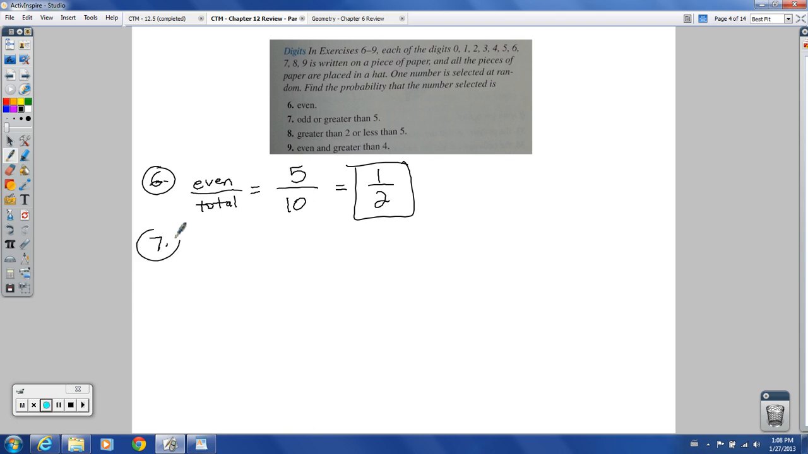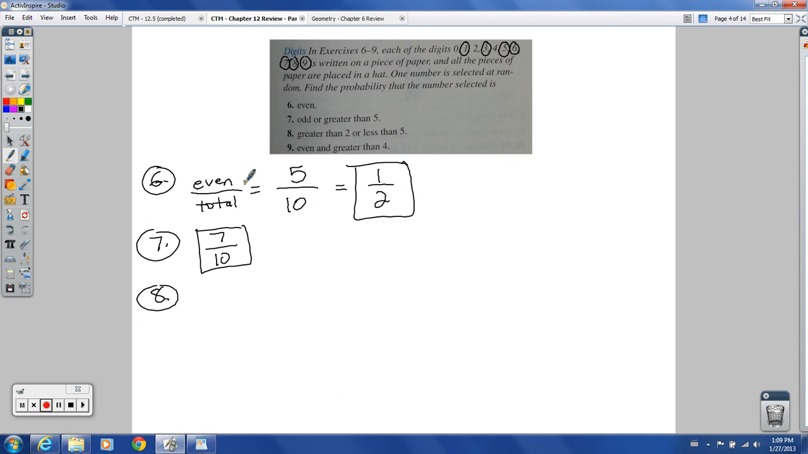Number 7. What we want over the total, odd or greater than 5. So I'm going to look at the list here and circle the ones that are odd or greater than 5. 1 is odd, 3 is odd, and 5 is odd. And then 6 is greater than 5, and so is 7, 8, and 9. So it looks like those are my choices. Only 0, 2, and 4 are neither odd nor greater than 5. And so we have 7 choices out of 10 total. That cannot be reduced. So number 7, that's the answer, 7 out of 10.